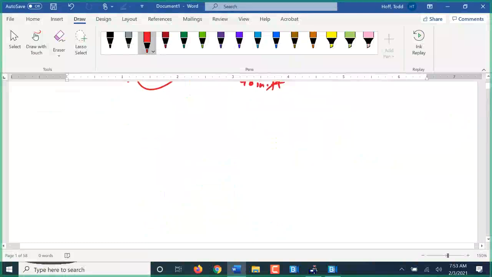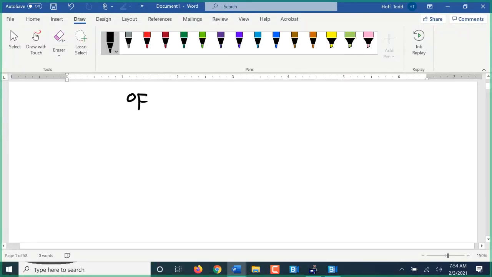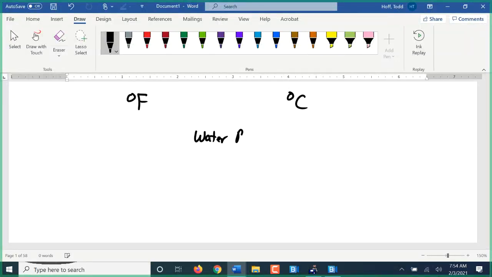Well, this all breaks down when we get to temperature. Our benchmarks when we look at temperature are water boils and water freezes.